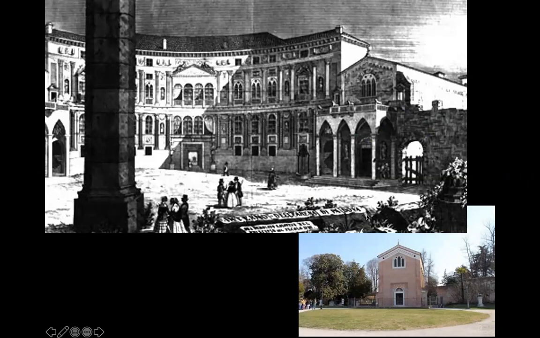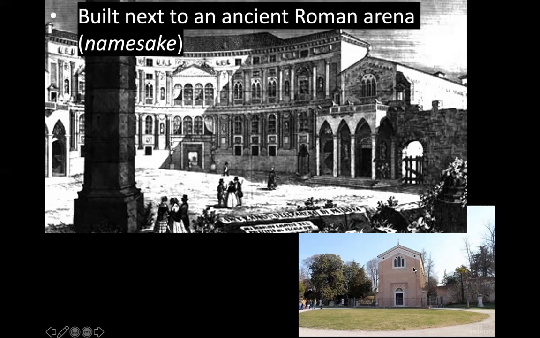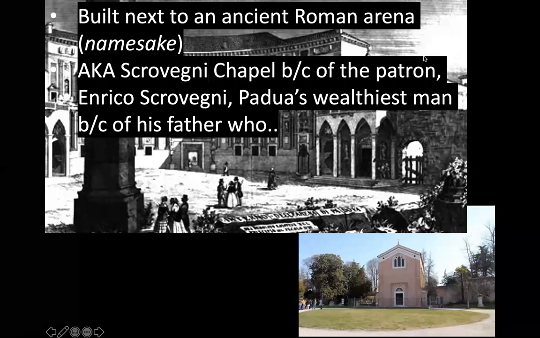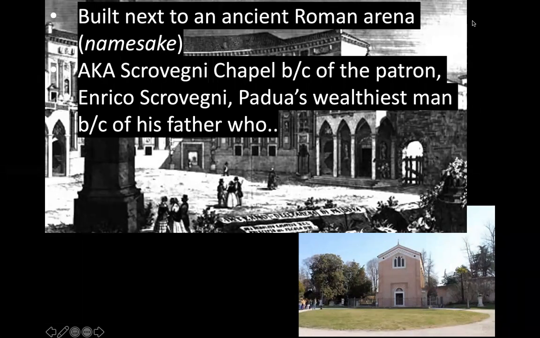Some more context. Here's a depiction of what it would have looked like. Here's the Arena Chapel, and in front there's a loggia, like a front porch, that is no longer there. This was built next to an ancient Roman arena, which is why it has the name Arena Chapel. And it's called the Scrovegni Chapel because of the patron, Enrico Scrovegni.